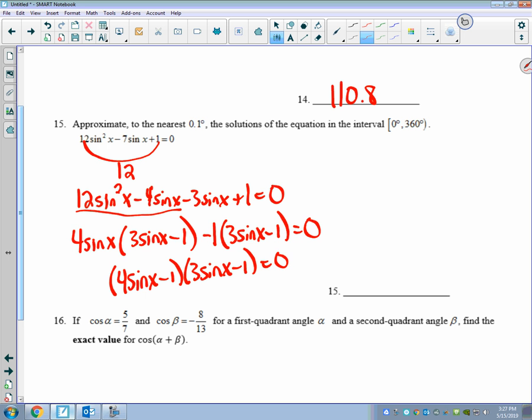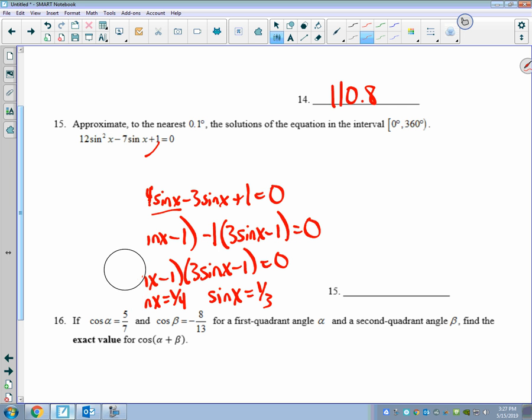Right? That's one way to do this, is factoring. And then I set each one equal to 0. So I get sine of x equals 1/4 and sine of x equals 1/3. If you're not a factoring person, the other thing you could do is the quadratic formula. So let me show you that really quick.